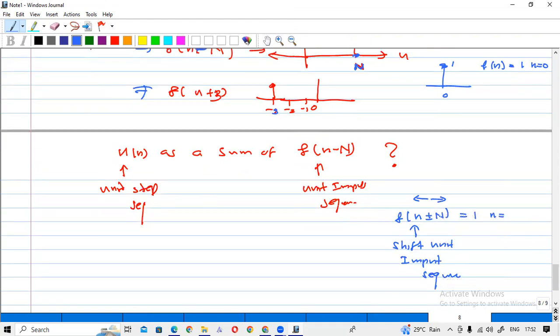Delta n plus or minus n, the shifted unit impulse sequence, is equal to 1 when the sample n is equal to what?